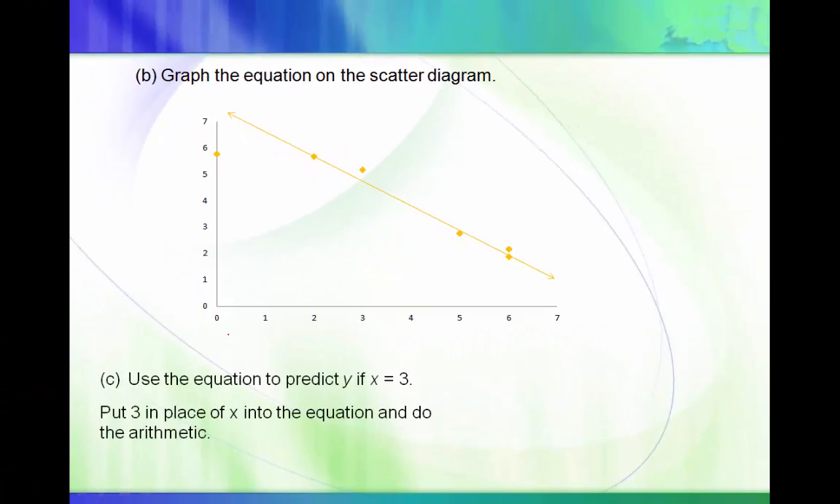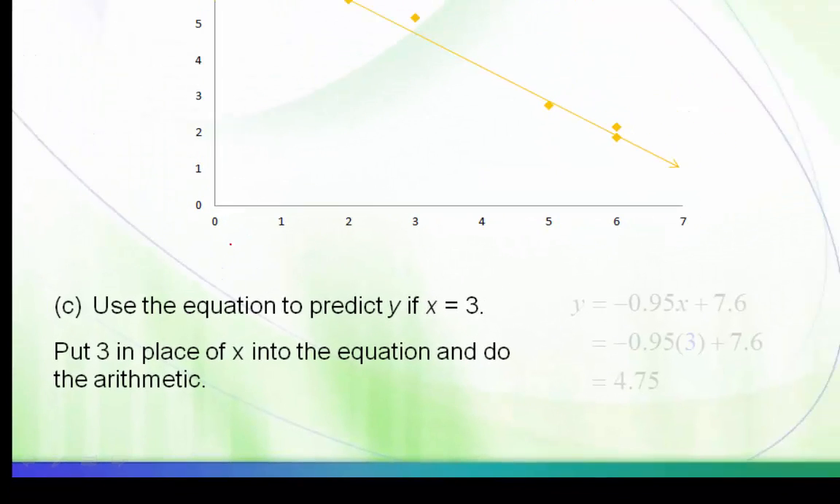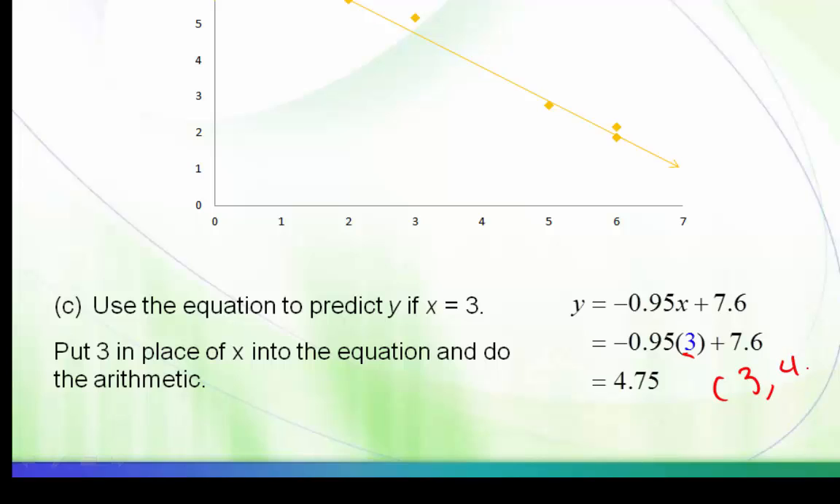Use this equation to predict y if x is equal to 3. So what we would do is put 3 in place of x into our equation that we just found and do the arithmetic. So that tells us if we plug in 3, the y value that goes with it is 4.75, and we would call this the predicted value.